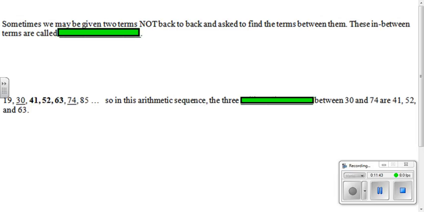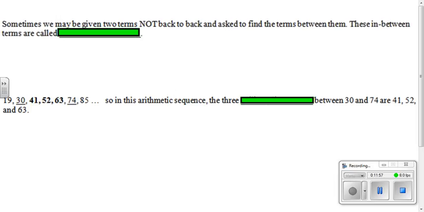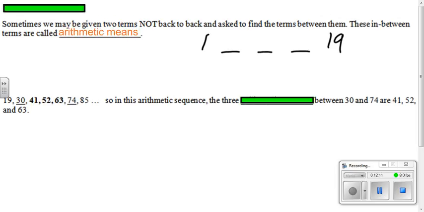Sometimes, when looking at our arithmetic sequences, we may not be given 2 terms that are necessarily back-to-back. We'll still be given 2 terms. They won't necessarily be right next to each other, though. So we might have 1, blank, blank, blank, 19, and we need to find what these blank pieces are. These in-between pieces are called arithmetic means. So anytime we are asked to find arithmetic means, it's these blank pieces right here.